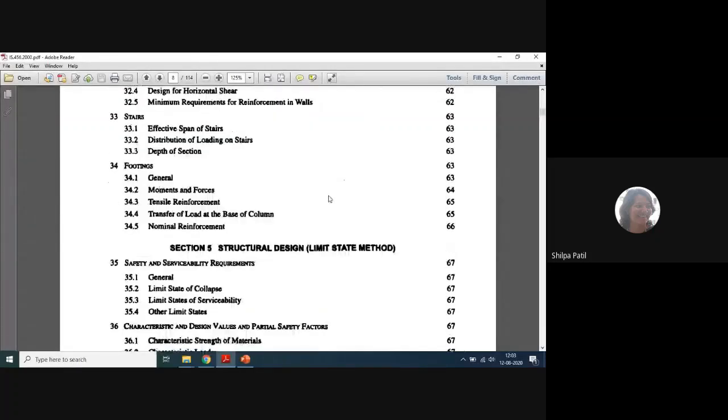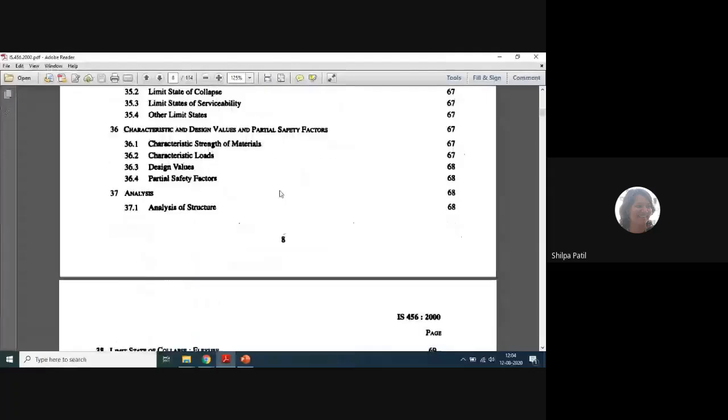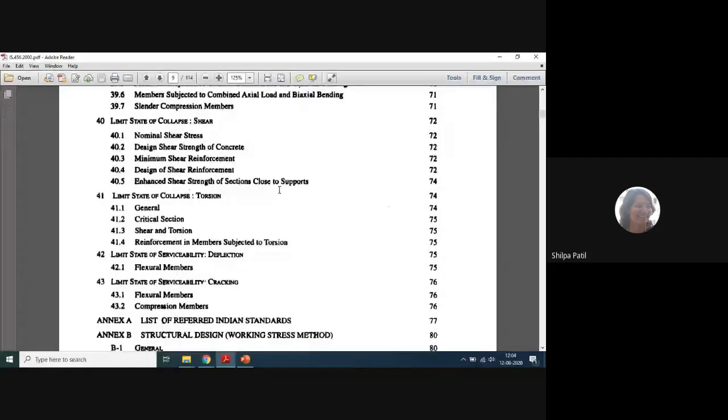And the most important part is section 5, structural design using limit state method. I have not yet discussed the design philosophies, but in this particular subject of SDD1, we are dealing with one particular design philosophy, which is limit state method. Okay, so section 5 is the most important section with respect to your examination and this particular subject SDD1. Whatever the design you are going to do under this subject, you will be learning as per this method.